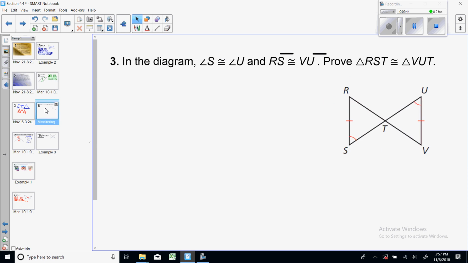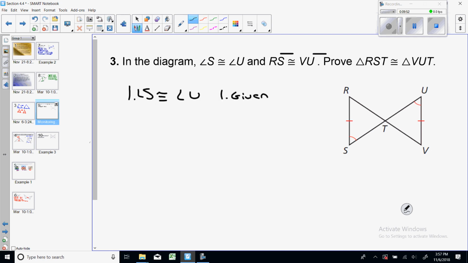Okay, in our diagram, we're given that angle S is congruent to angle U. We're also given that RS is congruent to VU. Okay, and those things are marked off. Okay, what else do you know to be congruent?